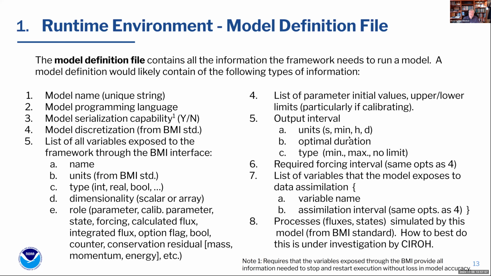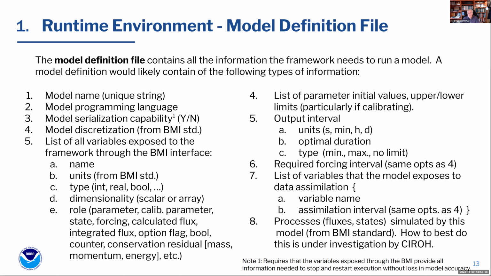And that's important. This information can be used by a model checker to make sure that if somebody's coupling 2 modules, that they're compatible in terms of their time discretization. The optimal duration would be something that I think somebody would like to know. The type of the output interval, is there a minimum or a maximum or no limit? That's important. Required forcing interval with the same options as the previous one.